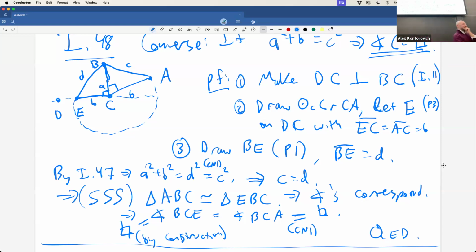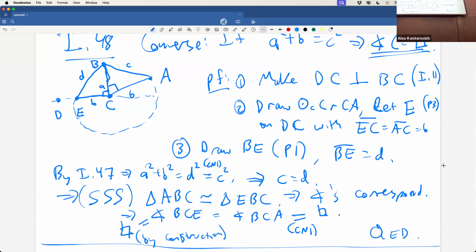Unless that was the point. Meaning, did we, go ahead. We assume nothing about angle C, which is why I drew it in a funny way. If you're confused about the picture, you're right to be confused about the picture. The picture doesn't make any sense.